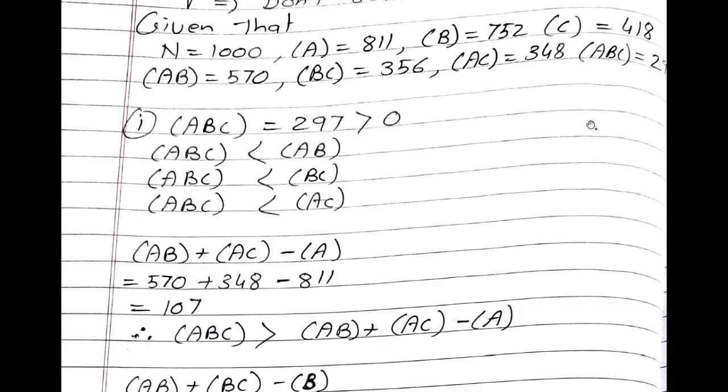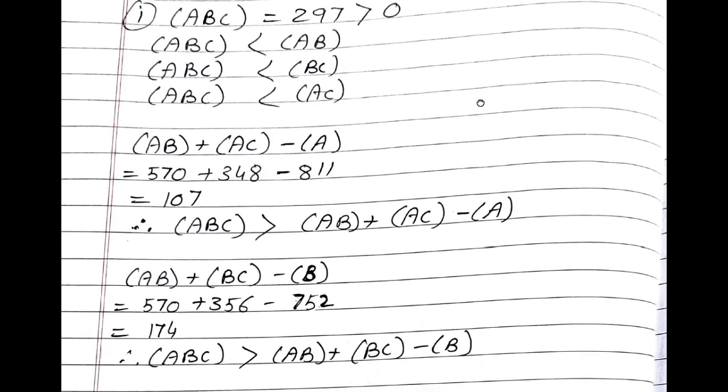So there are 9 conditions to be checked. The first condition is that ABC should be greater than 0. So the value of ABC is 297, which is greater than 0. ABC is a part of AB. ABC is a part of BC. ABC is a part of AC. So 297 is less than 570. 297 is less than 356. 297 is less than 348. So these 3 more conditions are also satisfied. ABC is less than AB. ABC is less than BC. ABC is less than AC.